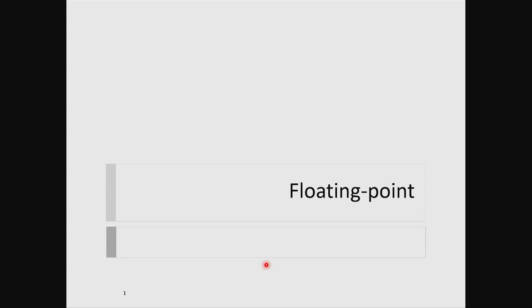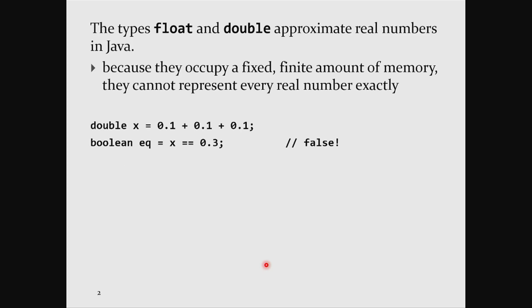So we need to spend one lecture talking about floating point arithmetic on your computer. Floating point is weird, right? So in Java, you have two floating point types. There's one called float. There's one called double. And these things approximate real numbers in Java. Okay? So double is what you would find in Python.